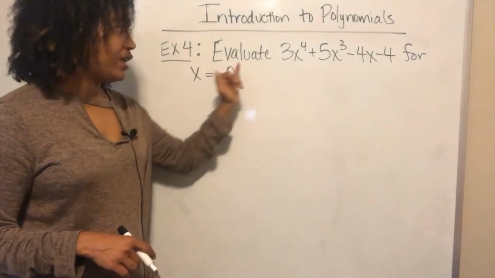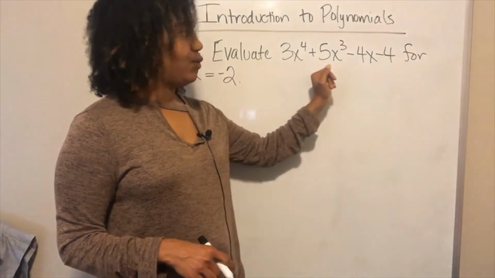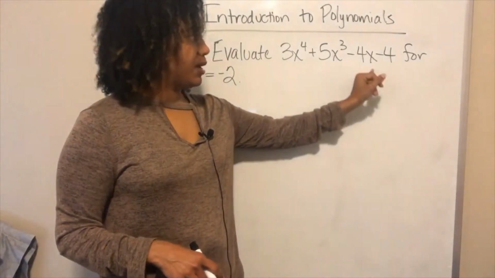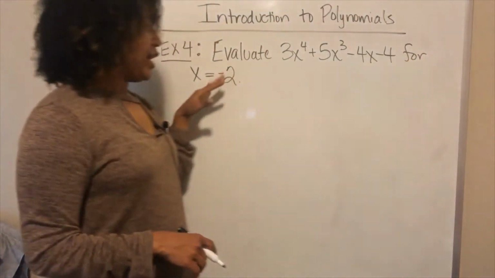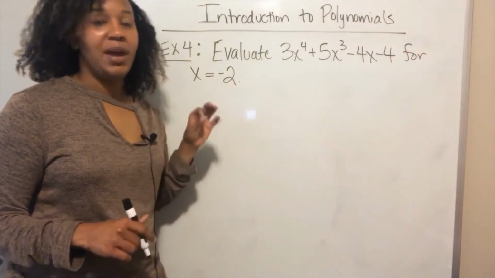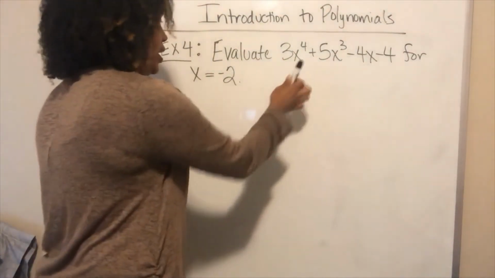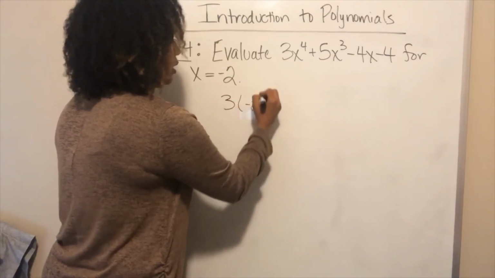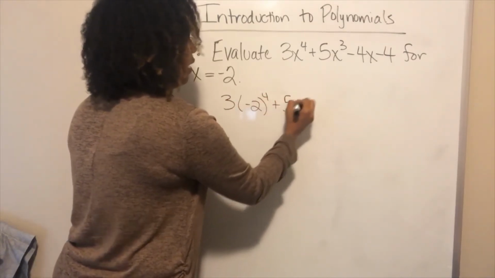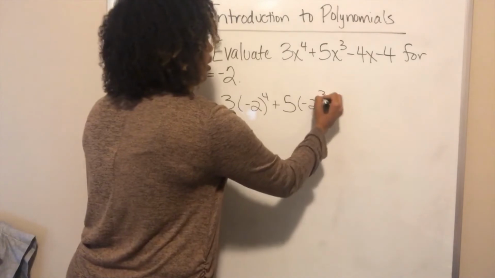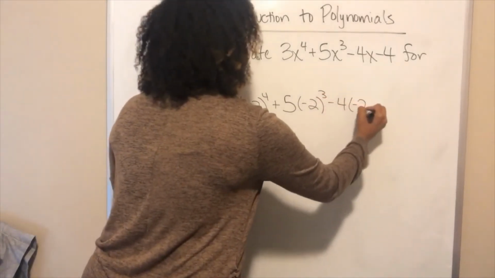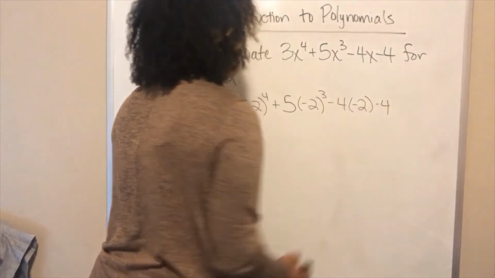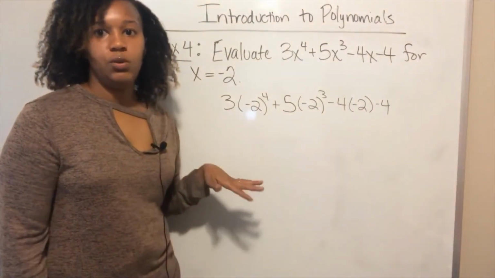Example 4, we want to evaluate this polynomial, 3x to the 4th plus 5x to the 3rd minus 4x minus 4 for x equal to -2. That means we're going to replace every x with a -2. So this becomes 3 times -2 to the 4th, plus 5 times -2 to the 3rd, minus 4 times -2, minus 4. And we want to evaluate this and see what it equals.